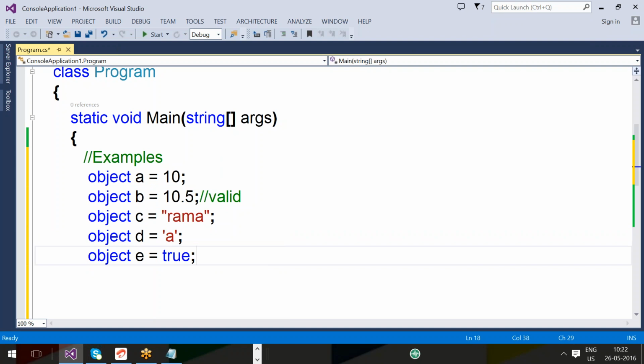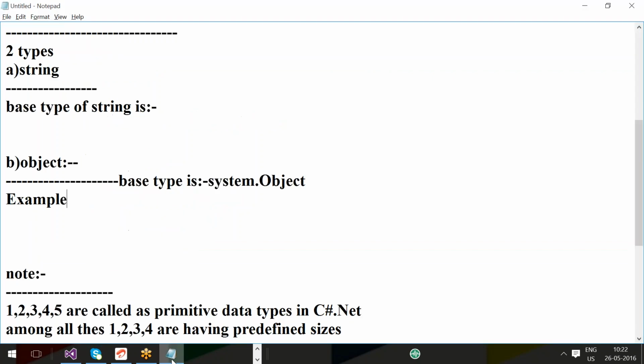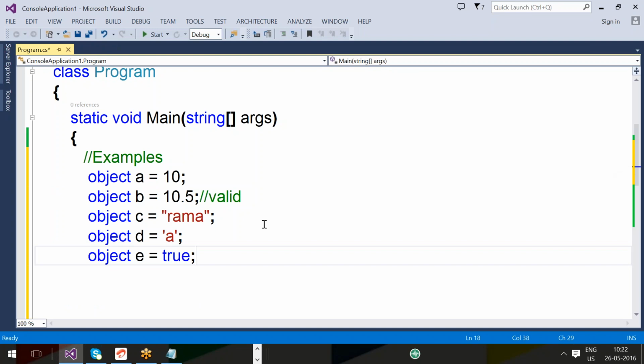Then what is the observation? Any type of data can be represented in this object. The point is, an object variable can contain any type of data. Repeat, Shiva, what is the observation? Any type of data can be accommodated within the object variable.